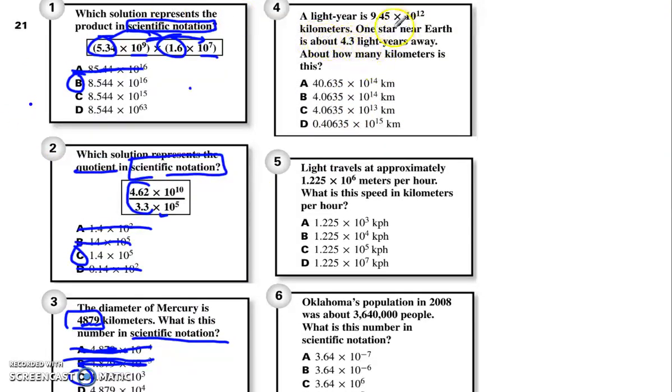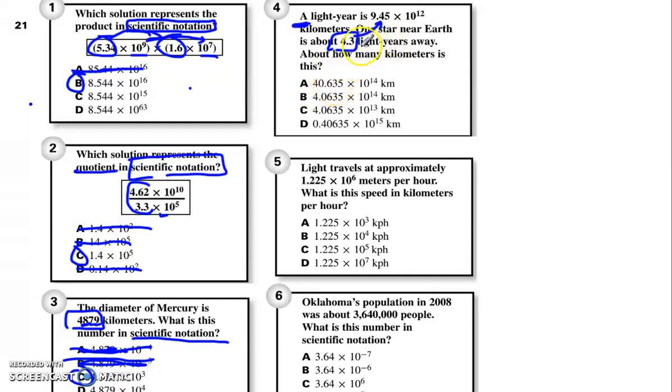Number 4, a light year. 1 light year is 9.45 times 10 to the 12th kilometers, and 1 star near Earth is about 4.3 light years away. So we want to know how many kilometers 4.3 light years is. So we multiply 4.3 times 9.45, which would give us 40.635, but that is not in scientific notation.